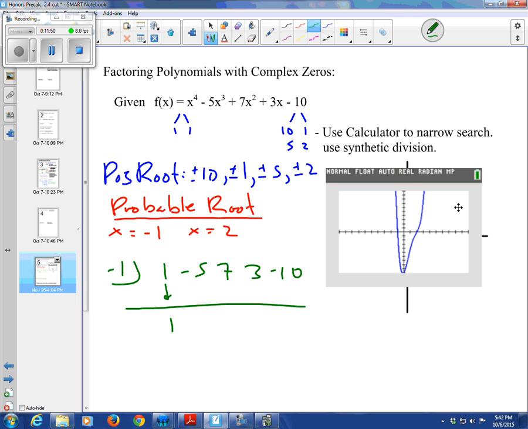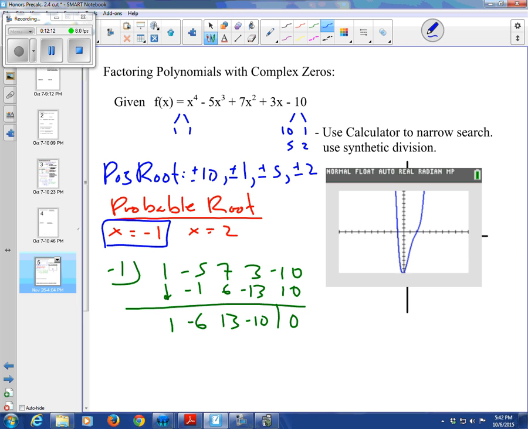Drop our 1. Right here we've got -1 times 1, which is -1, added to -5 that's -6. That's going to be 6, and that's going to be 13. Now right here we've got a -13 and a -10, and we're going to get a positive 10 that combines with our 10 and gives us 0. So right here it turns out that -1 is one of our actual roots.